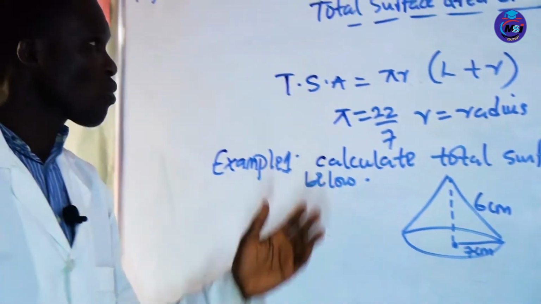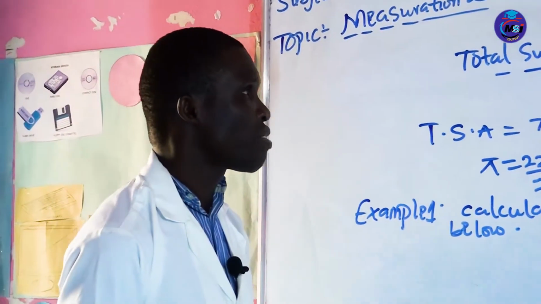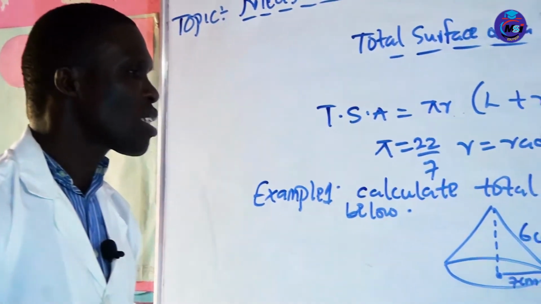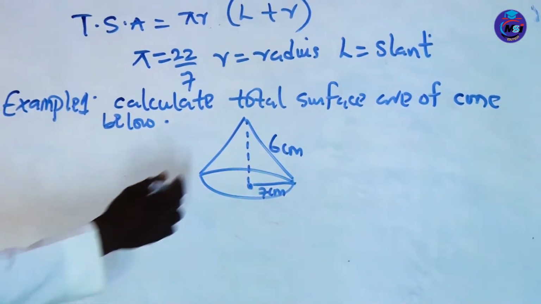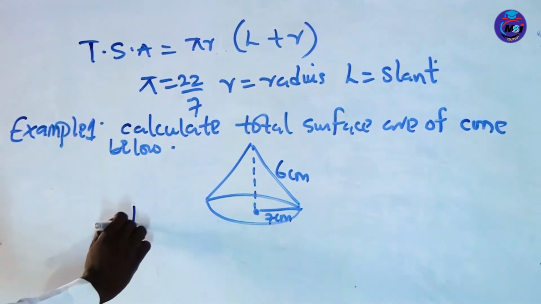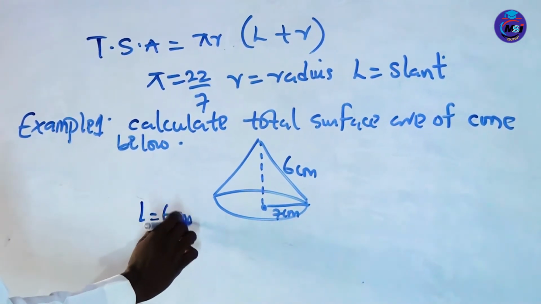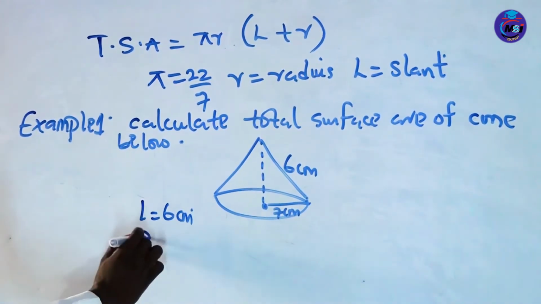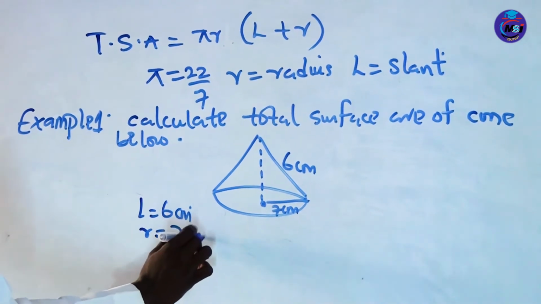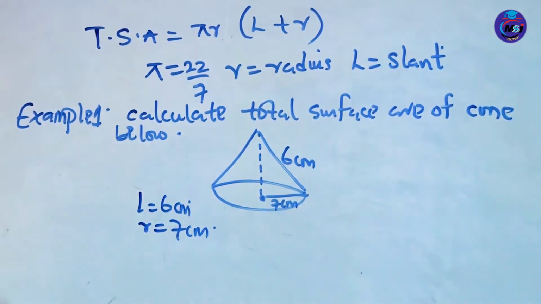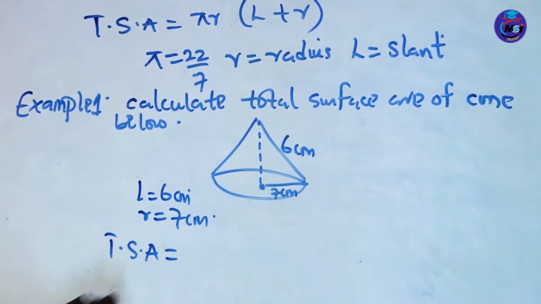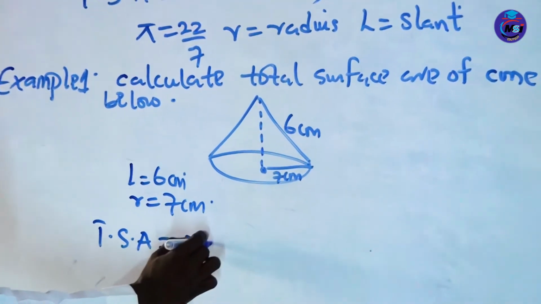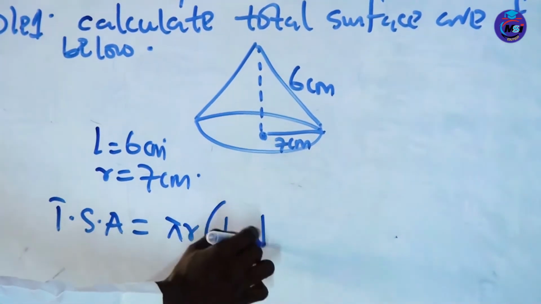Okay, class, we want to find total surface area. Calculate the total surface area of a cone. Below, we have L to be 6 centimeter. We have R to be 7 centimeter. Now, to find the total surface area, remember the formula is pi R bracket L plus R.